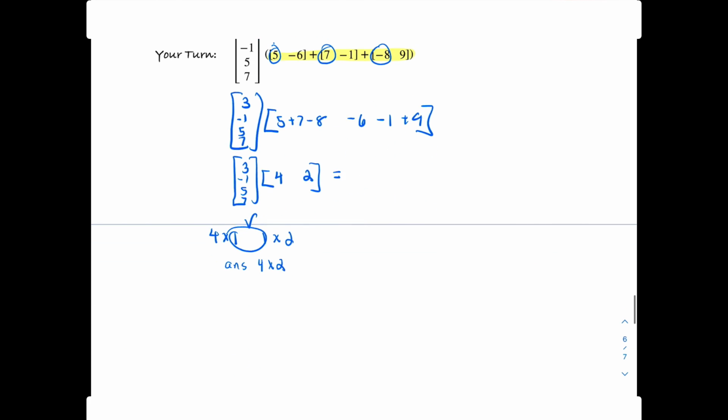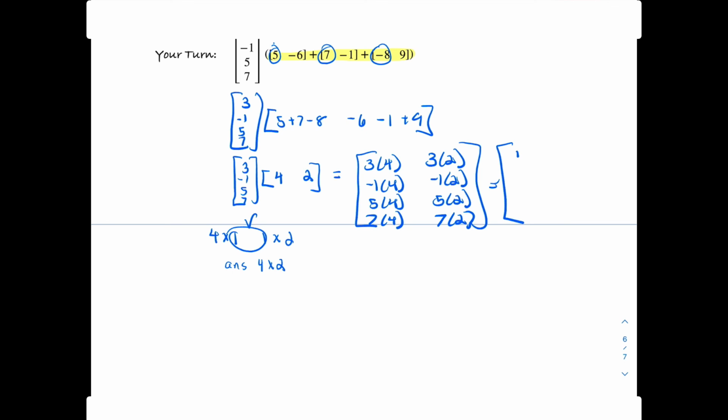All right, so first row, first column entry is just 3 times 4. There's no over and down to do. Okay, first row, second column would be 3 times 2. Second row would be -1 times 4 and -1 times 2. Third row, 5 times 4 and 5 times 2. And the last row, 7 times 4 and 7 times 2.